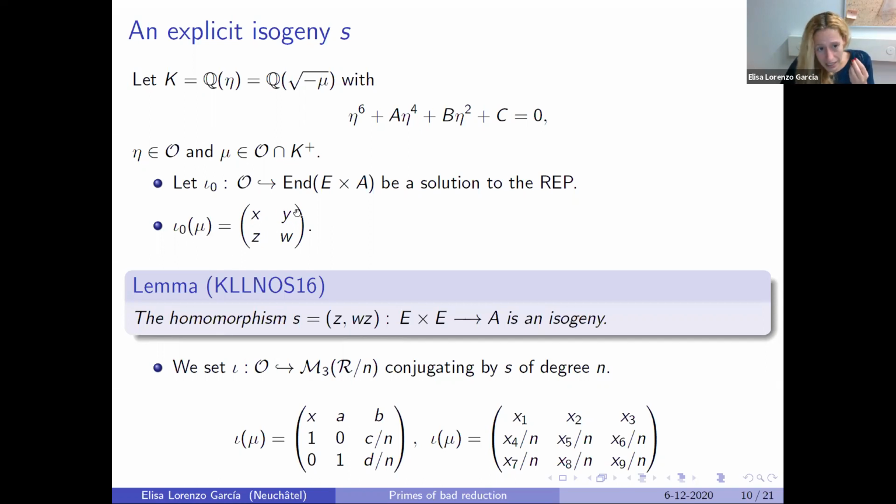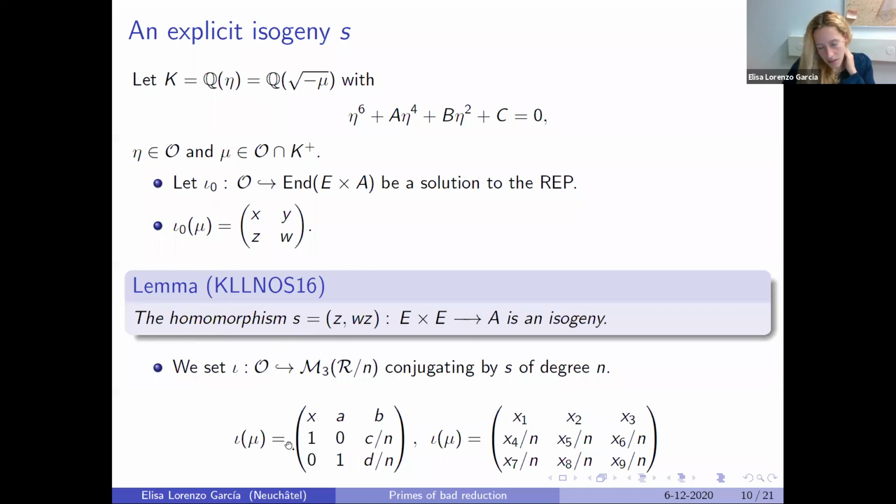Thanks to these elements that we find here, we are able to define a homomorphism from E squared to A. And indeed, we managed to prove that it is an isogeny. So starting with a fixed solution to the REP, I'm able to construct a particular isogeny, S. Now I can conjugate by this isogeny S, and then I get a solution to the YEP.